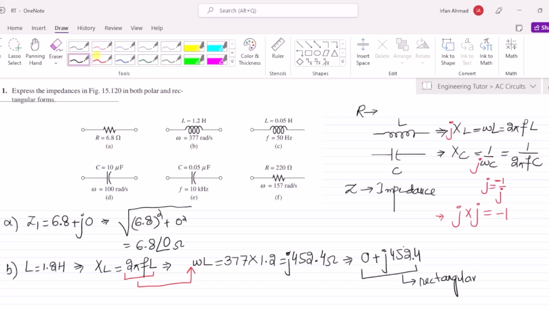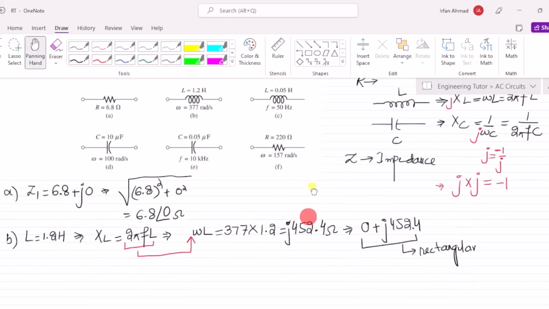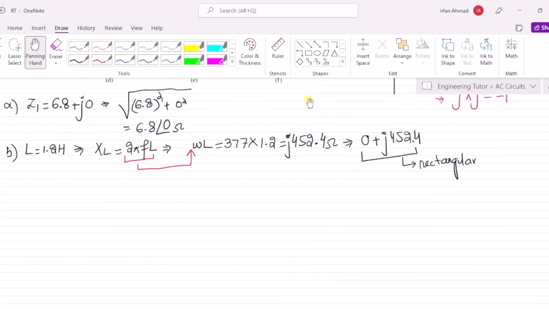Similarly here, in order to represent it in the polar form, let me tell you a very simplified version. Let me have it Z2, and the value of Z2 is 0 plus j452.4 ohm, and always draw this quantity or this phasor over the complex plane. What it will give me, let me draw it here.